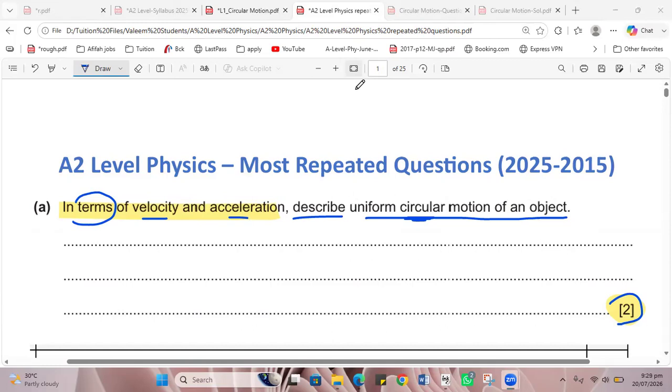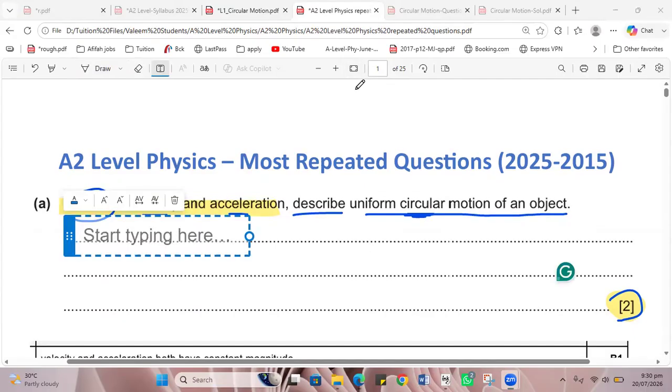But you might get, wait, what did you say? You said velocity is changing and acceleration is always directed towards the center of the circle. Okay, you should get 1 mark on this. It's because notice a keyword over here. The question said describe uniform circular motion.